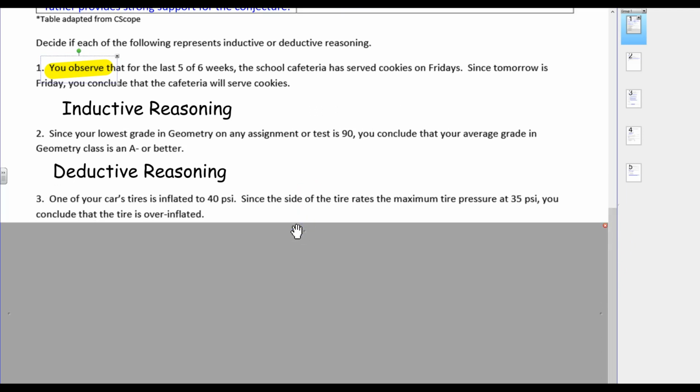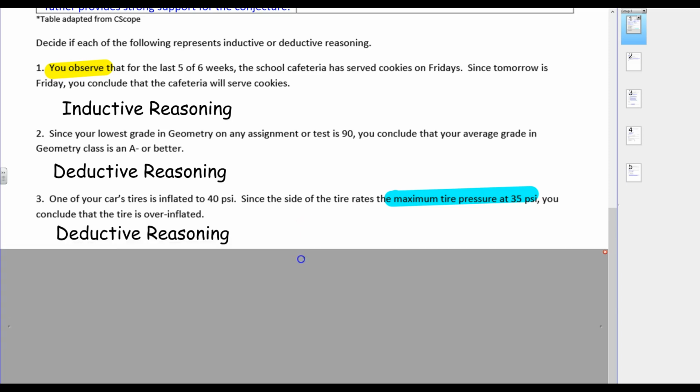One of your car's tires is inflated to 40 psi. Since the side of the tire rates the maximum tire pressure as 35 psi, you conclude that your tire is overinflated. Well, this right here, you have a maximum tire pressure. You know that that's as much as that tire can take. And you have inflated it past that point, so you know that your tire is overinflated. This is definitely deductive reasoning because it's based on some known facts. It's based on things that we know for sure to be true.